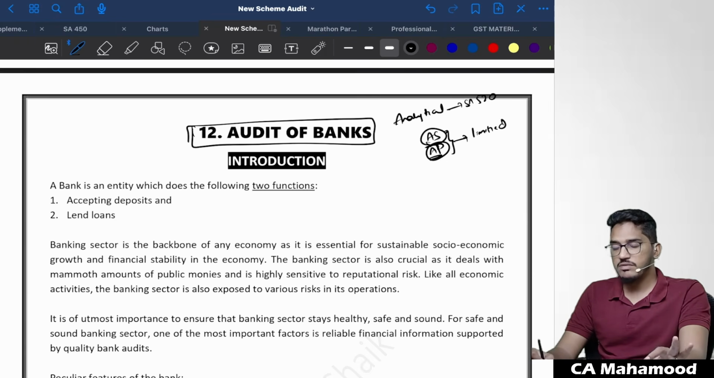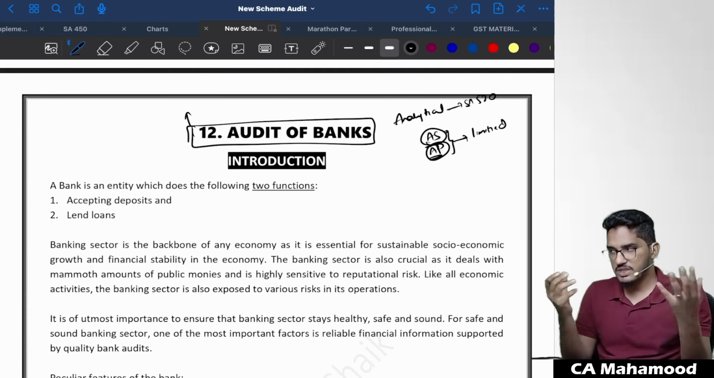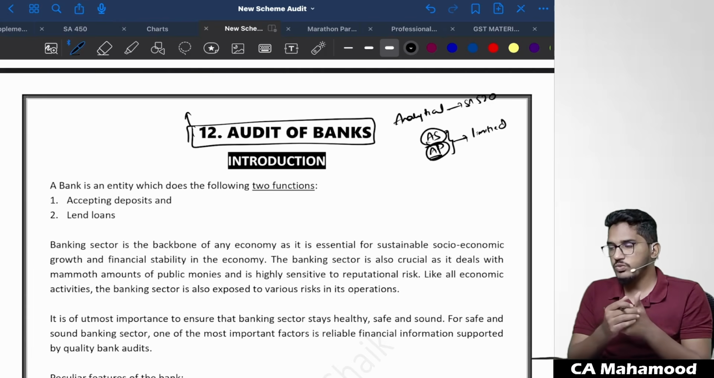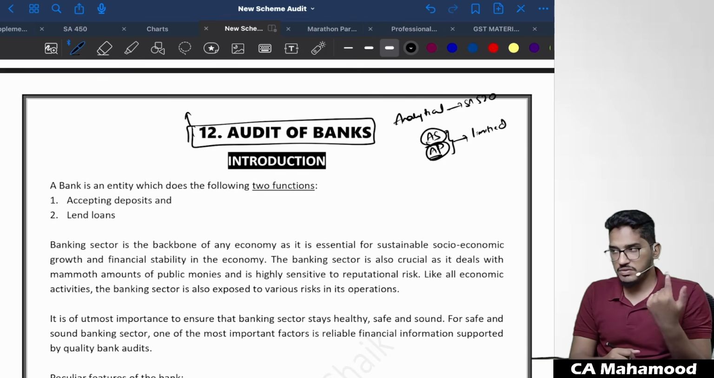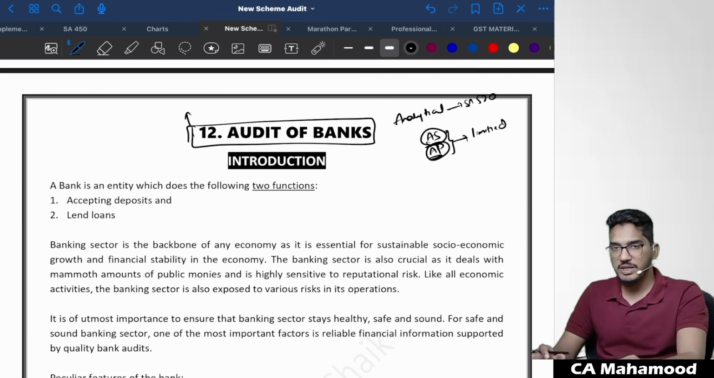So when compared with these previous two chapters, the chapter Audit of Banks is going to be a little bit bigger, not extremely bigger. But when I do a comparison between the previous two chapters which we have revised and the chapter which we are going to revise now, Audit of Banks is comparatively a little bit bigger. So the number of questions will be bigger.